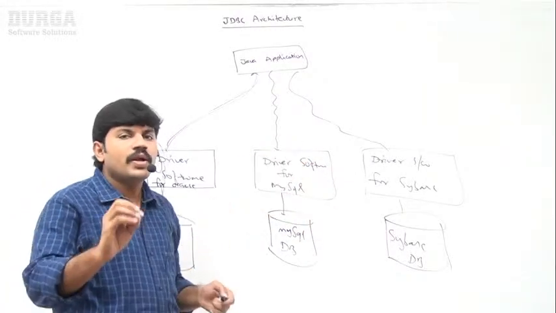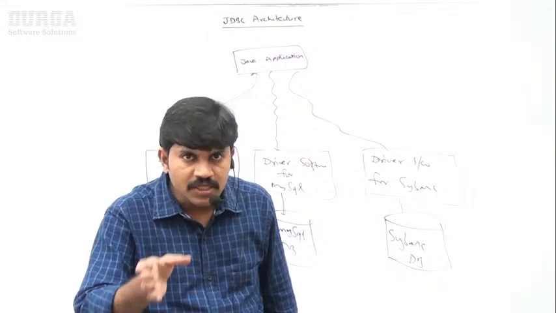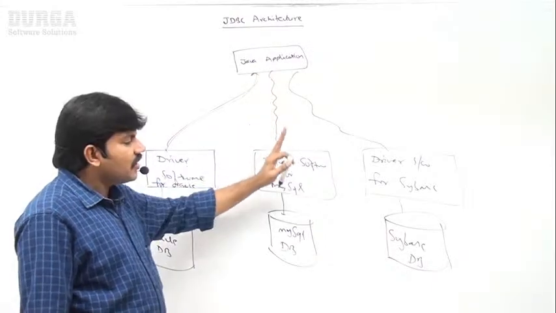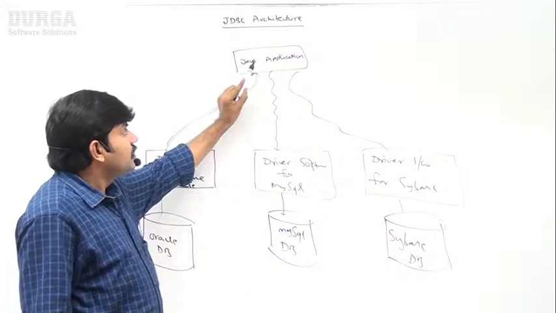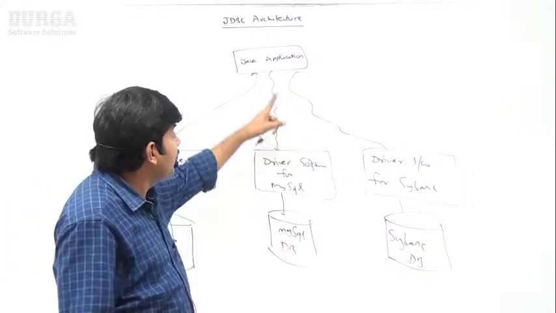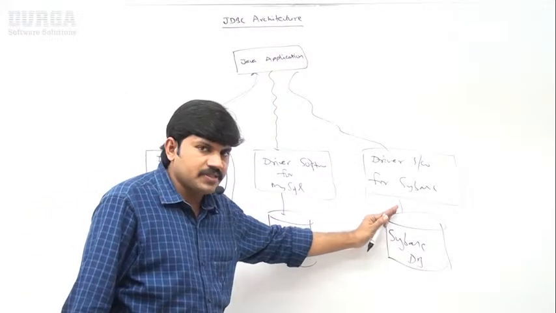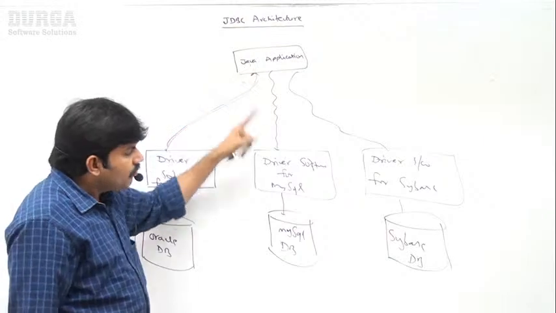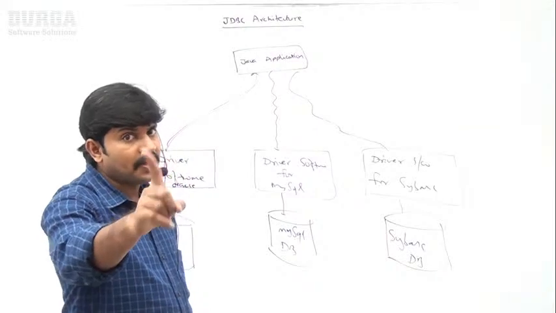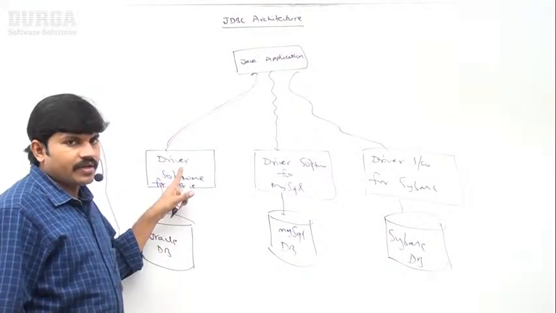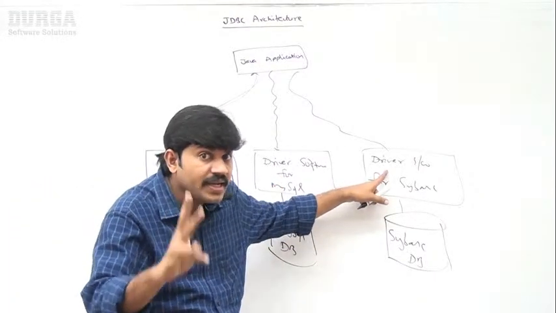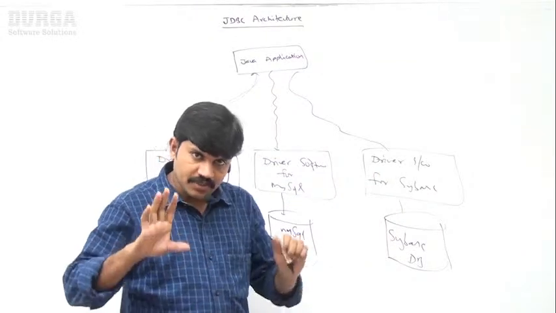Can you spell out what is the purpose of driver software? To convert Java calls into database specific calls, and database specific calls into Java calls. Now take very special care. Is the Java application database dependent or database independent? Database independent, because for all three databases we are using only one application. But is driver software database dependent or independent? Database dependent. For Oracle, one type of driver; for MySQL, another driver; for Sybase, another driver. That's why for three databases, I maintain three drivers. Up to this is it clear?